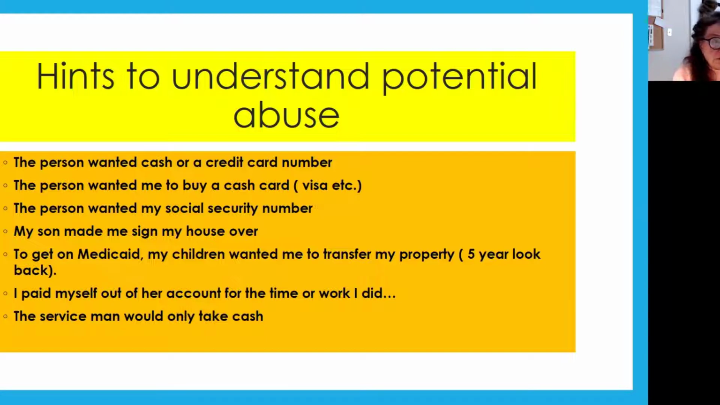We've had cases about service companies come out and they tell the senior that they need to do all this work. They want to be paid in cash, and then they never come back and do the work. The senior has no idea who they are, or it was false representation.